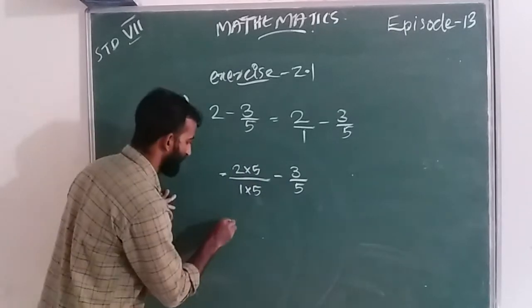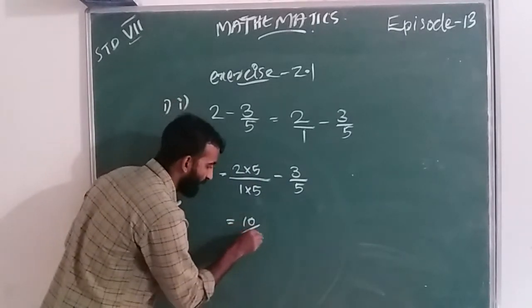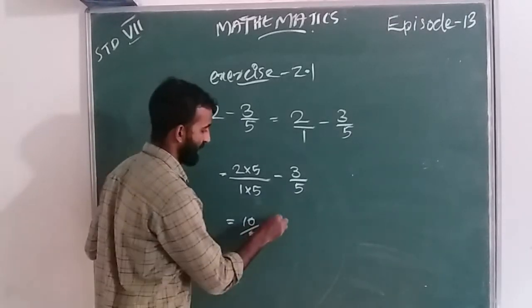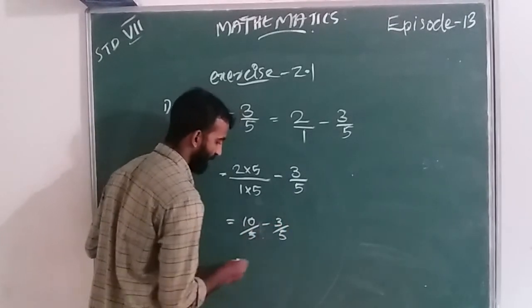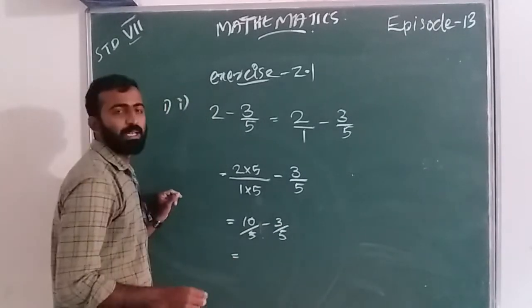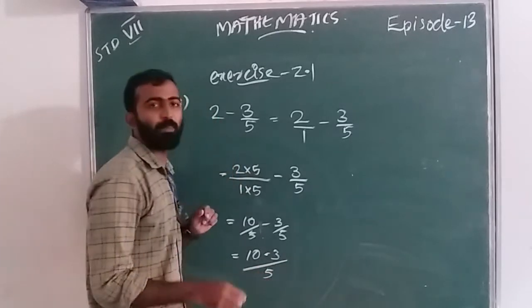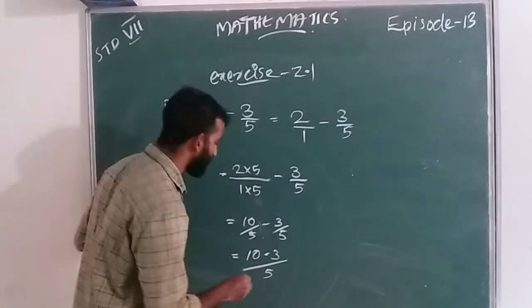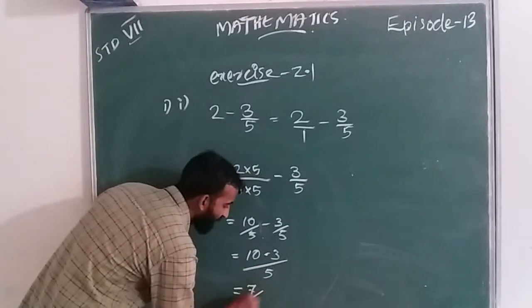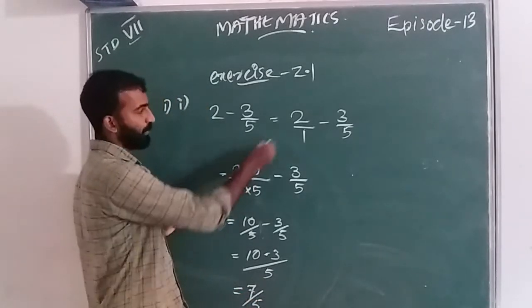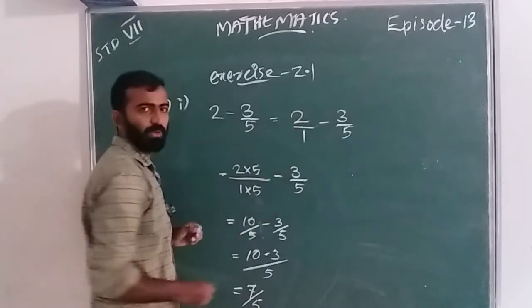Yes. That is 10 by 5 minus 3 by 5. That is, we can write 10 minus 3 by 5. That is the next step. What is the answer? 7 by 5. That is 2 by 1 minus 3 by 5.